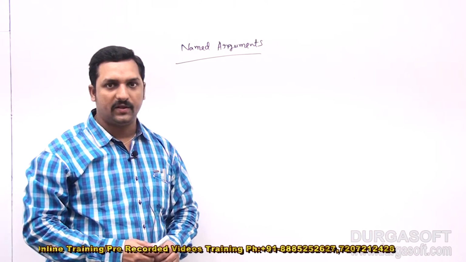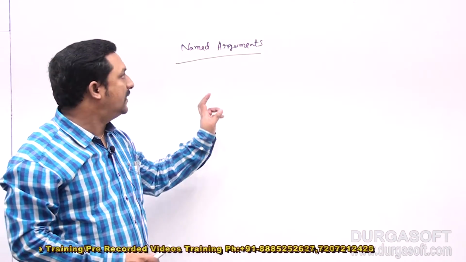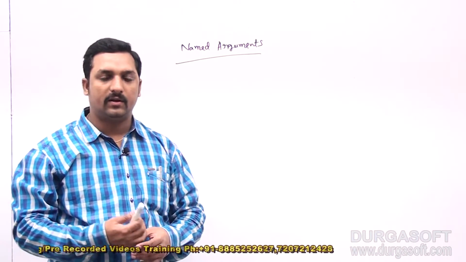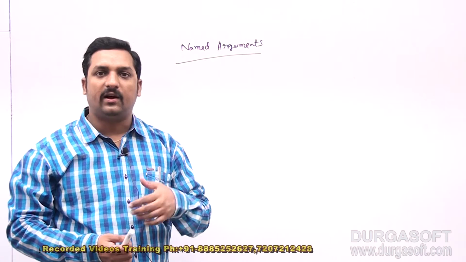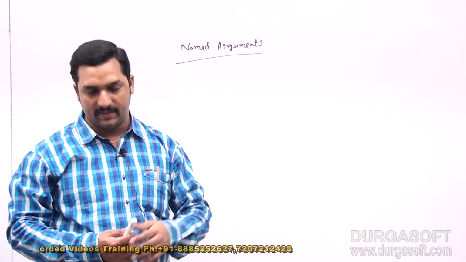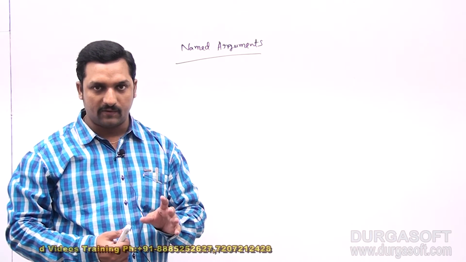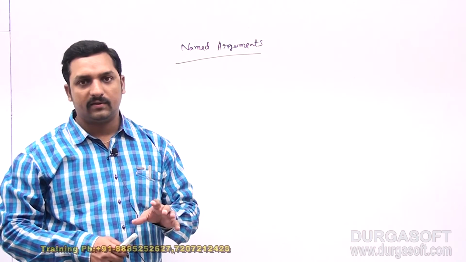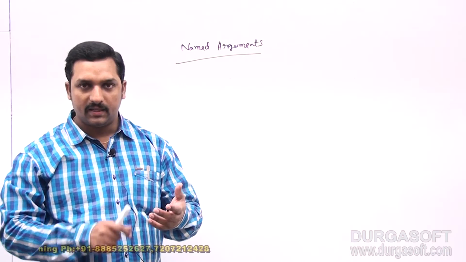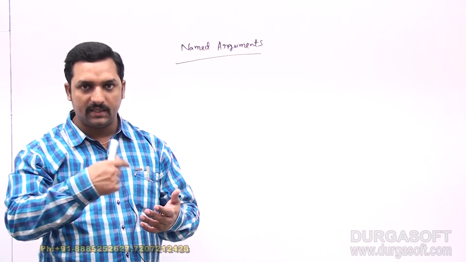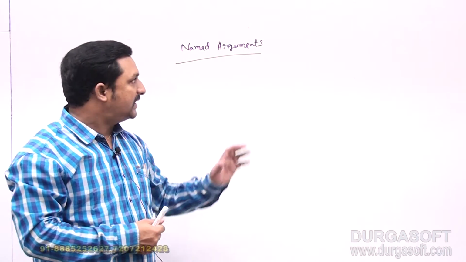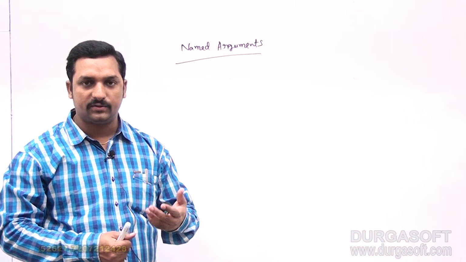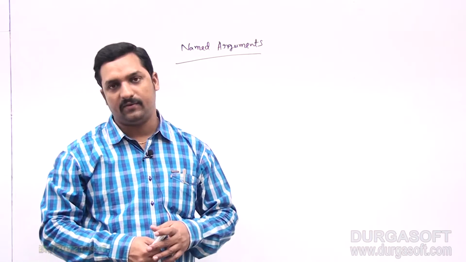Okay, in this lesson we are going to understand about which one? Named arguments. What are the named arguments exactly? Named arguments means we can change the order of passing the values to the arguments. By default, we have to supply the values to the method in the same order in which they have been defined. But with the help of named arguments, we are able to change the order of passing the values to the arguments. What exactly is the meaning of this?